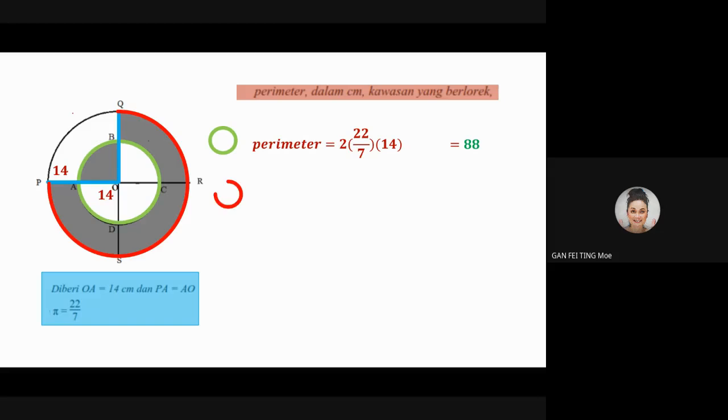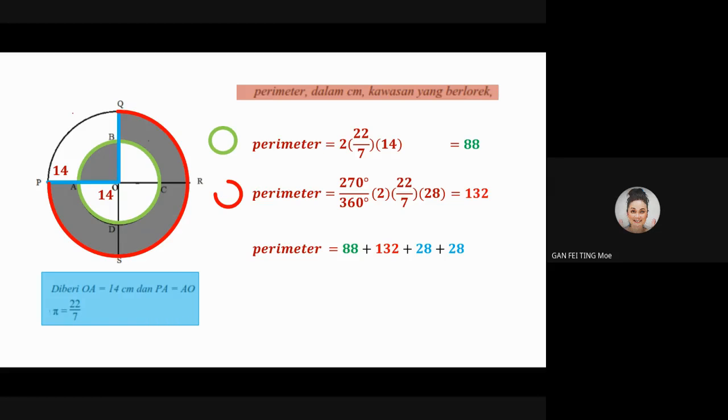Then after that, you go for the 3/4 of a circle, the red line. Again, the perimeter is 270 degree divided by 360 degree times 2 pi r. Now your r, instead of 14, is 28 because of OP, no longer OA. That's why you need to have the 14 and 14 in the diagram, 14 of OA and 14 of AP, so that you can see that OP is 28. If you get the value wrong here, means that it's wrong already. So you press a calculator, you get this answer. Then the blue color, it is 28 plus 28. So you add up everything, you get the perimeter. Very simple as that.